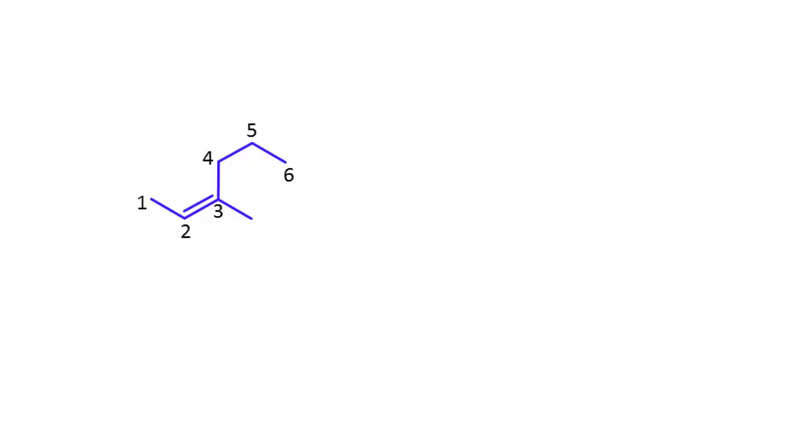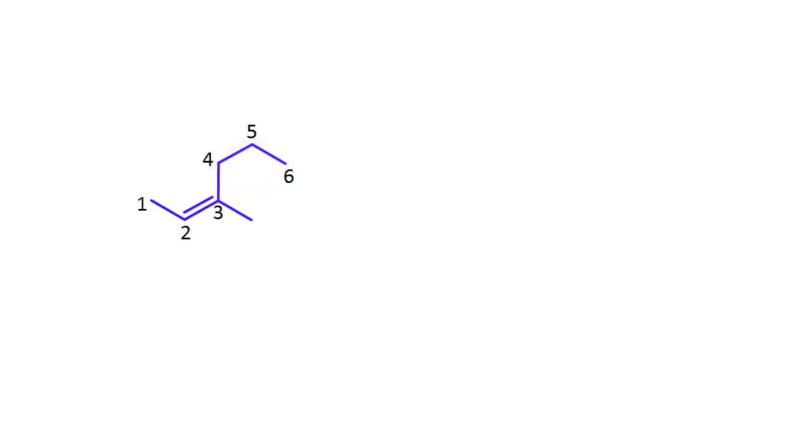Looking at carbon 2 of the double bond, we have 2 different groups attached. One is a methyl group, and the other is a hydrogen atom. The other carbon in the double bond, carbon 3, has 2 different groups attached as well. One group is a 3-carbon propyl chain, and the other is a methyl group. So to assign cis or trans to this molecule, we decide which of the 2 groups has the higher priority.